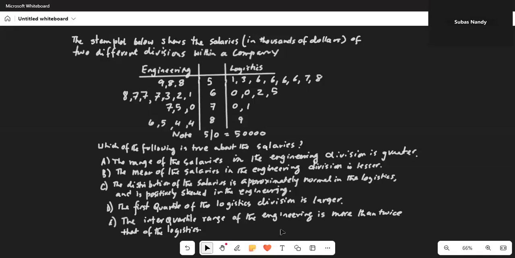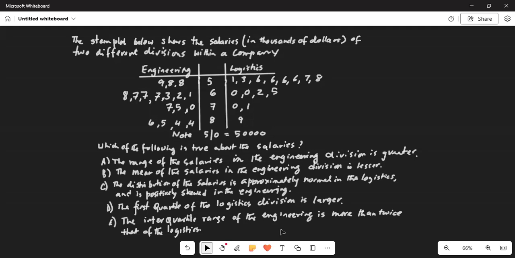So, we will together work on this problem. The stem plot below shows the salaries in thousands of dollars of two different divisions in a company. So, we have two different divisions, engineering and logistic.